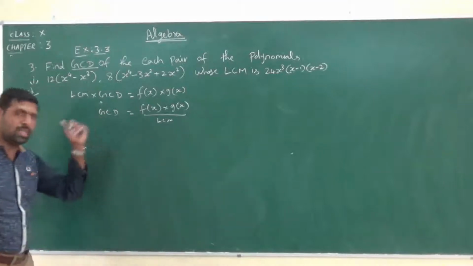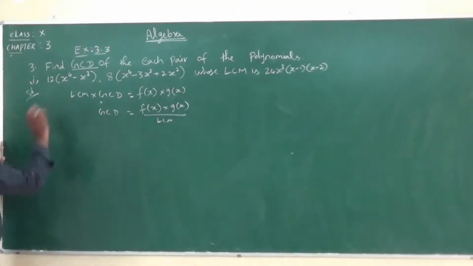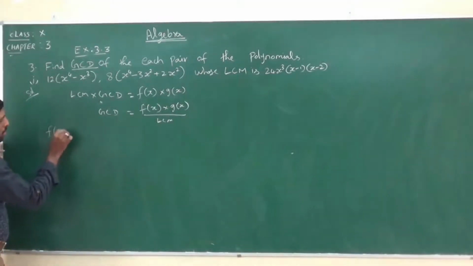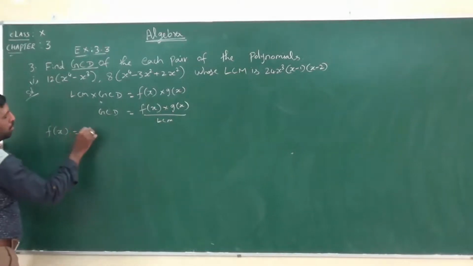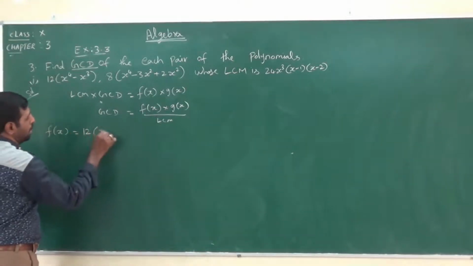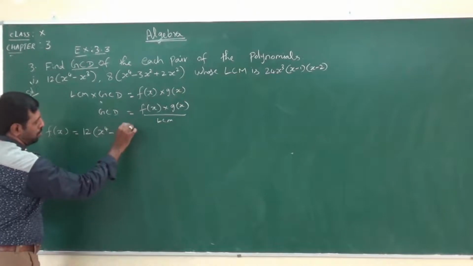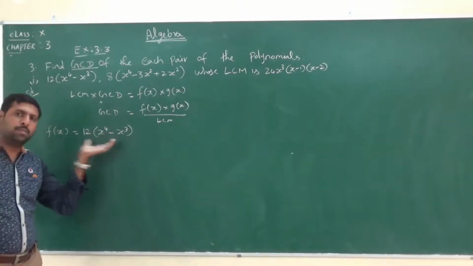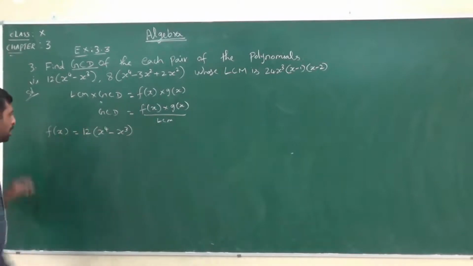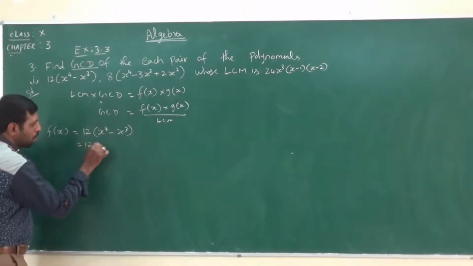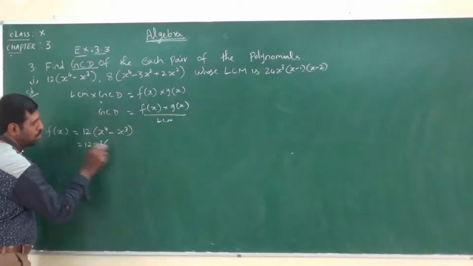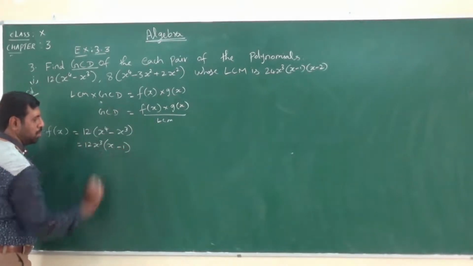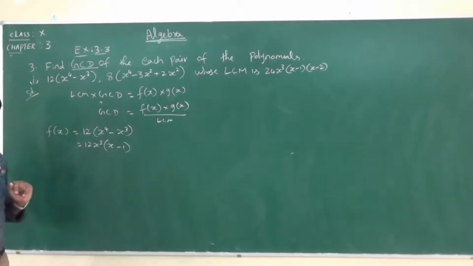Now we have to find the given expressions. Let me take f of x is equal to 12 x power 4 minus x cube. Here, x cube is the common term, so let us take x cube common outside. So f of x is equal to 12x cube into (x minus 1). This is the factored form of f of x.